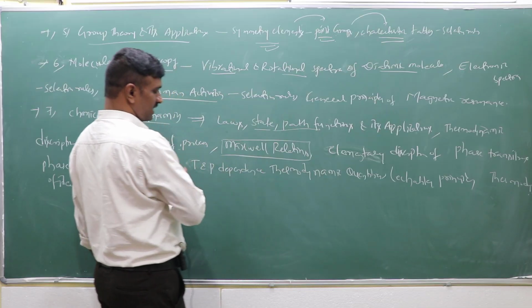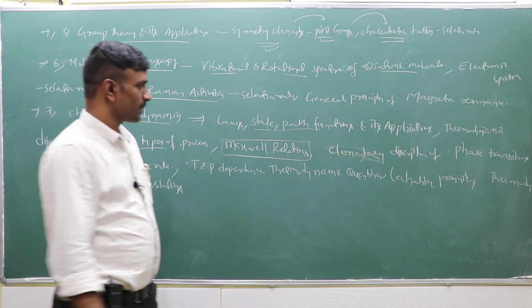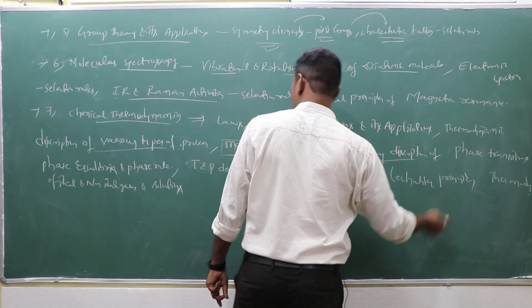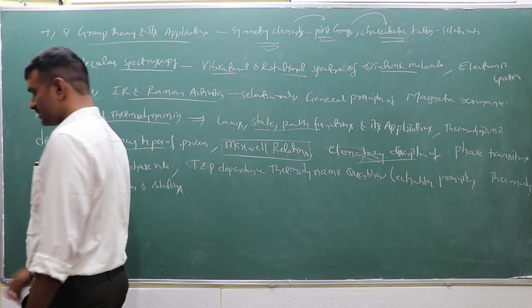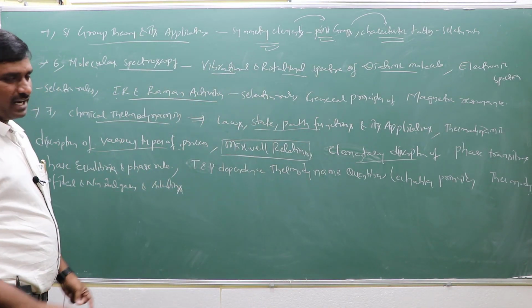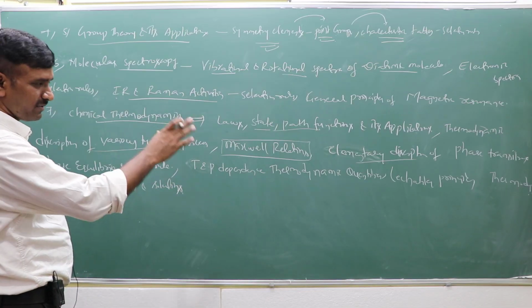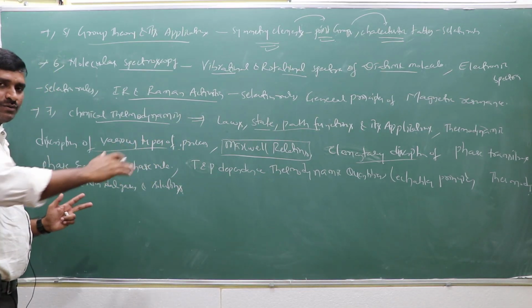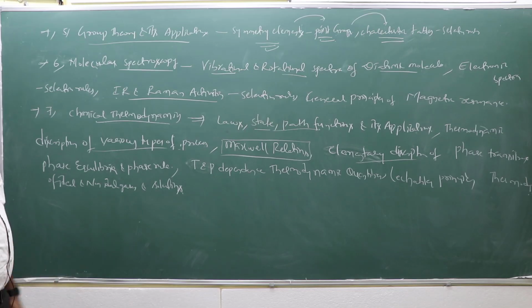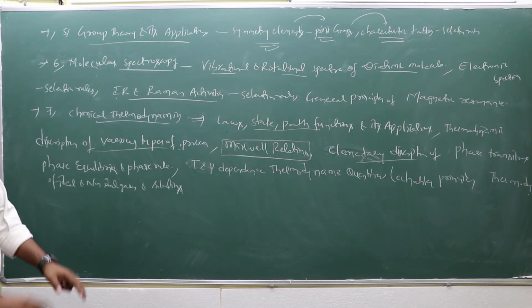There is a compulsory question from this area: Maxwell relations, and elementary descriptions of phase transitions like the Clapeyron equations, the Clausius-Clapeyron equations, and the phase changes that take place. What will happen? Phase transitions from solid to liquid, liquid to vapor, and solid to vapor may take place. Based on that, you may also imagine questions.